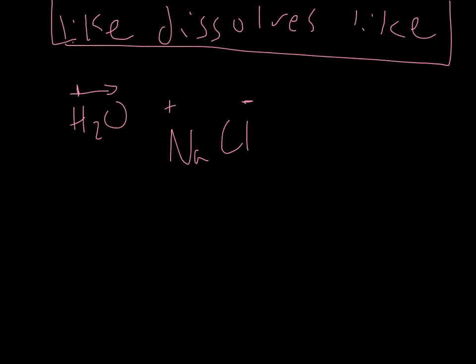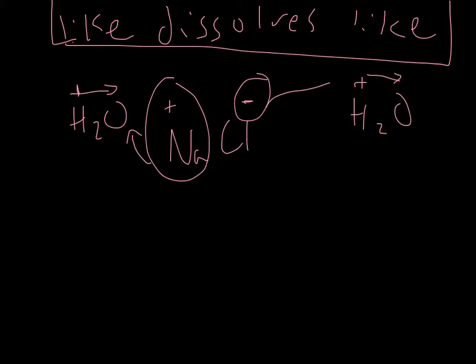Ions and all that. What's going to happen is the positive side of Na is going to be attracted to the negative side of oxygen, whereas on the other side, the negative side of chlorine is going to be attracted to the positive side of H2O, and they're just going to split right down the middle. So you get H2O. This process is called dissociation, and it is dissolving.